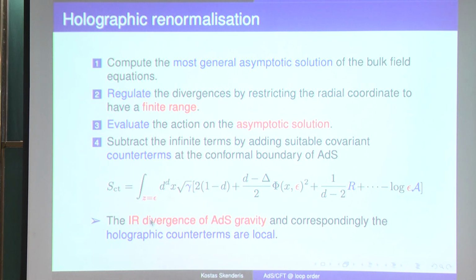Yeah, you do the Fefferman-Graham expansion, and it is more general because when you write down the field equations, then the field equations become algebraic rather than differential. And then at every step, you can find a more general solution.